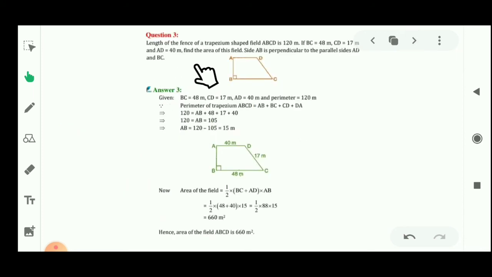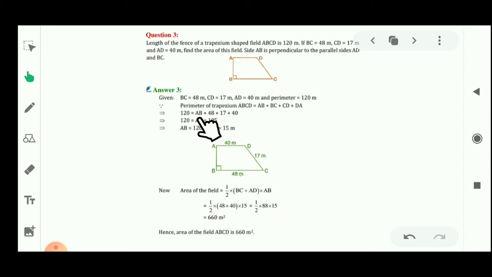Let's see question number 3. This is the figure given. Students, in this figure, BC's value is given, CD's value is given, AD's value is given, and the perimeter's value is given. As you know, the formula of the perimeter is the sum of all sides. This is the figure of a trapezium, but firstly we have to find out the perimeter of the trapezium.